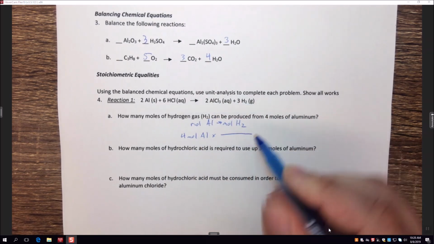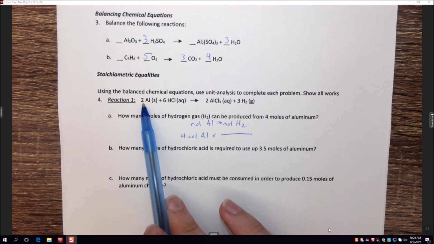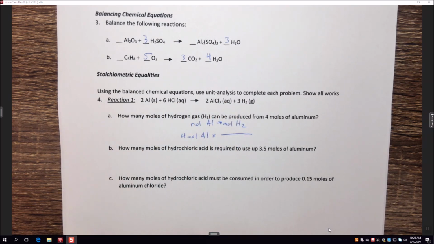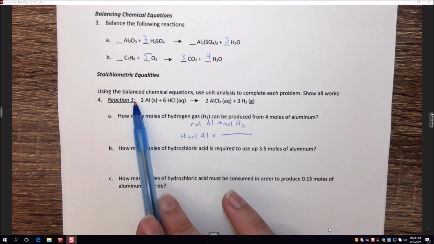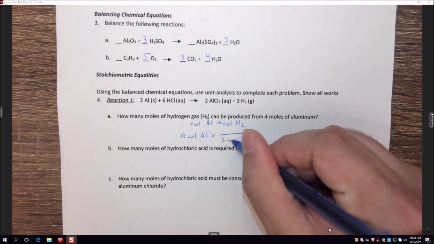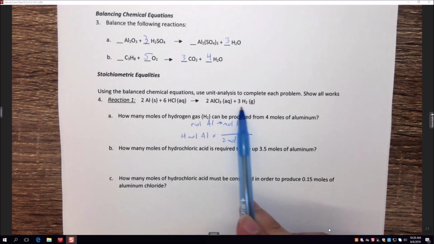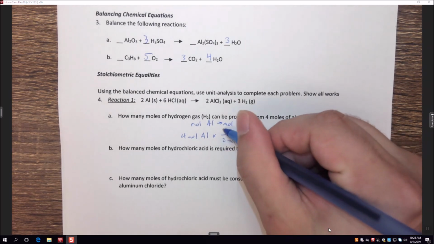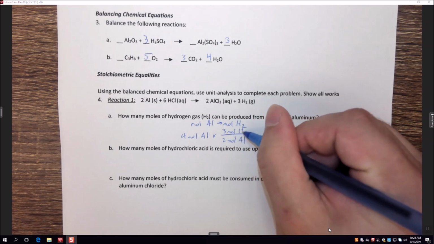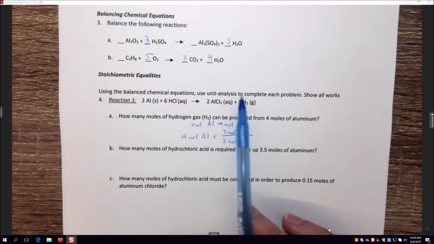Next, we need to convert to moles of hydrogen. To do that, we're going to use the stoichiometric coefficients for aluminum and hydrogen in this problem. We want moles of aluminum to cancel out, so that's going to go on the bottom. So in our balanced chemical equation, there's a 2 in front of the aluminum, so that means for every 2 moles of aluminum, we have, for hydrogen, a 3, so that means we have 3 moles of hydrogen. So for every 2 moles of aluminum, we have 3 moles of hydrogen.